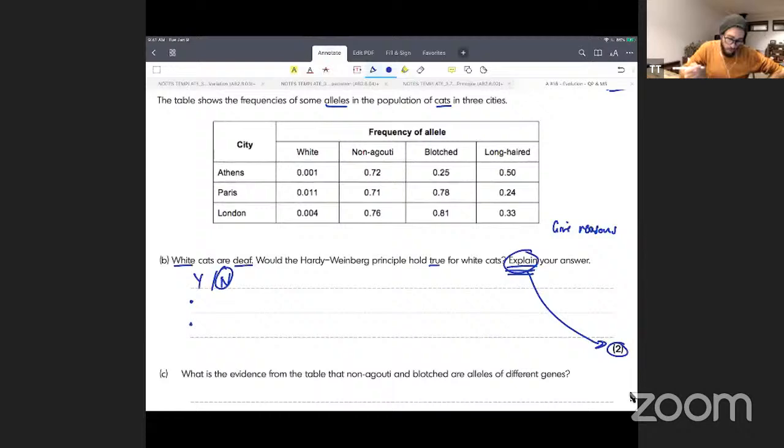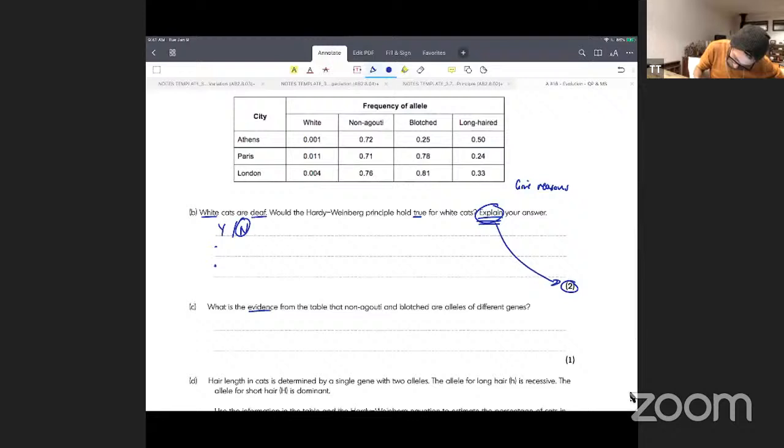Again, I will show the mark schemes for these, but I want to go through the general principle of this. What is the evidence from the table that non-agouti and blotched are alleles of different genes? So we're looking at this column and this column. Either of these, but I'm just going to highlight the bottom one here.